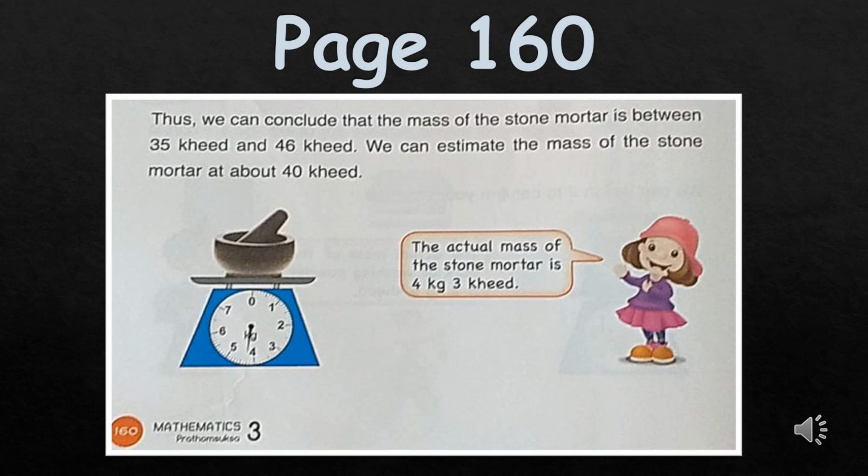So let's see what the actual weight is. So we put the mortar on the scale and look at it. The actual mass of the stone mortar is 4 kilograms and 3 keys. So our estimate of 40 keys, or 4 kilograms, was actually quite good. So this is how you estimate weight.